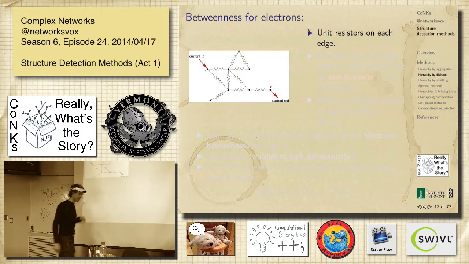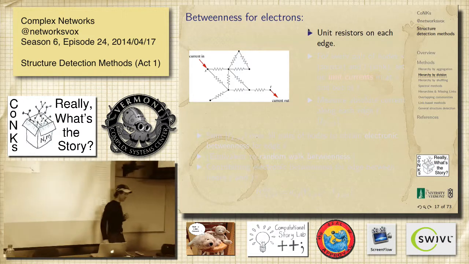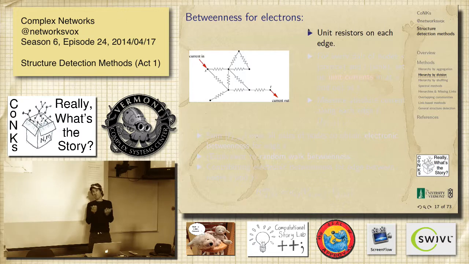Okay, and I'll show you some more in a little bit. Here's a funny kind of diversion. So betweenness is all about shortest paths, right? So it's very kind of smart kind of betweenness.